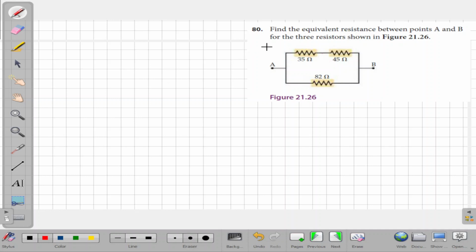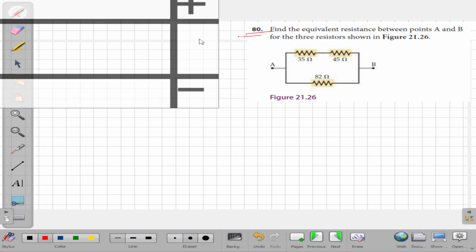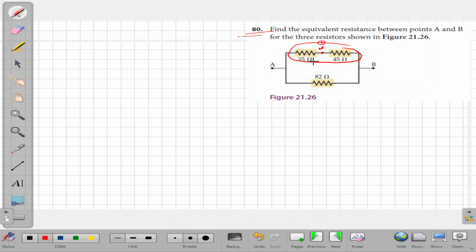Today we're going to solve exercises related to chapter 21, electric current and electric circuit, for grade 11 students. Exercise 80: find the equivalent resistance between points A and B for the three resistors shown in the figure below. We'll notice that there are two resistors, 35 ohm and 45 ohm, which have one point in common. So we can easily find the equivalent resistance of this group of resistors.